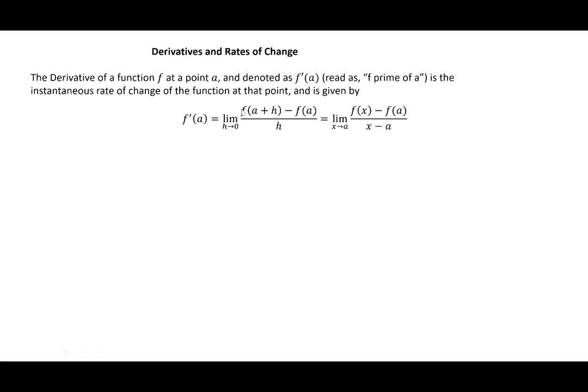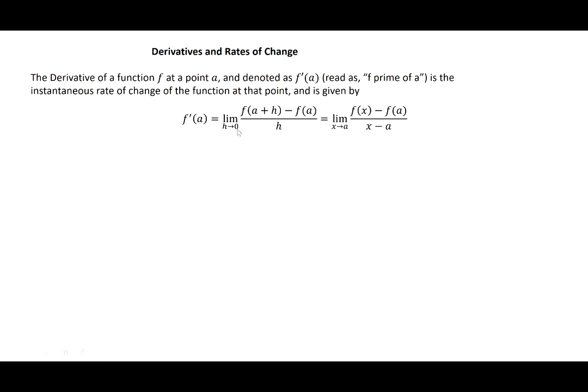Okay. Limit as h approaches 0 of f of a plus h minus f of a over h, and that can also be written as limit as x approaches a of f of x minus f of a over x minus a. What do you mean these two are exactly the same? Yeah, they are. Suppose we were to replace h with x minus a. What happens?